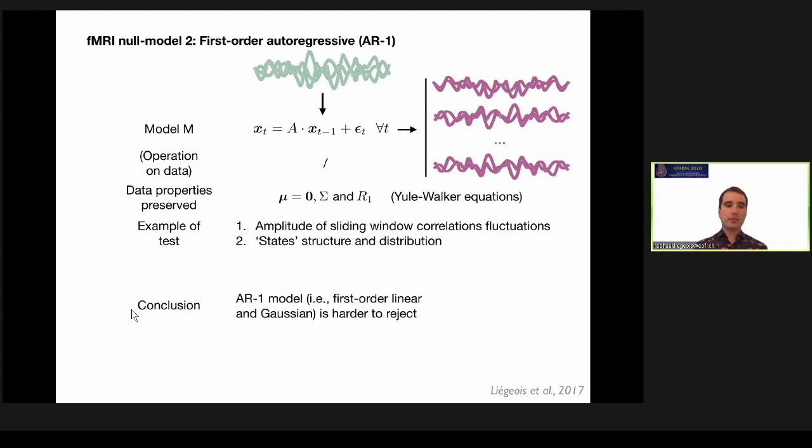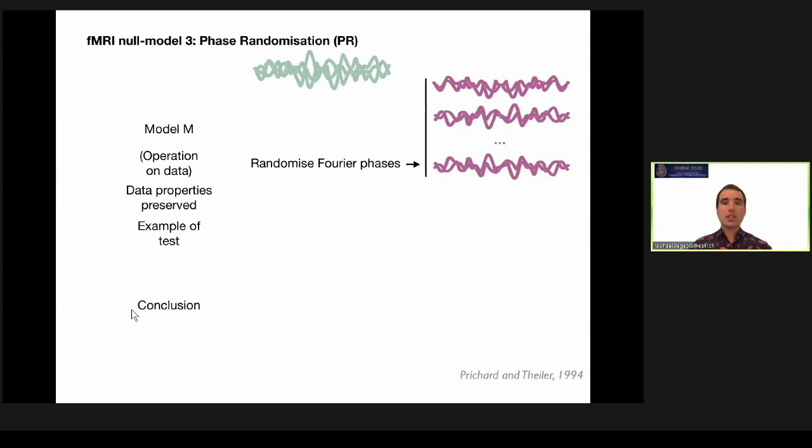You will always find some metric that allows you to reject the null, but we are getting closer to capturing the statistical information in fMRI time series. Let's now consider another quite common null model, which is phase randomization. Again, I'm not going to enter into the details of what phase randomization is doing.